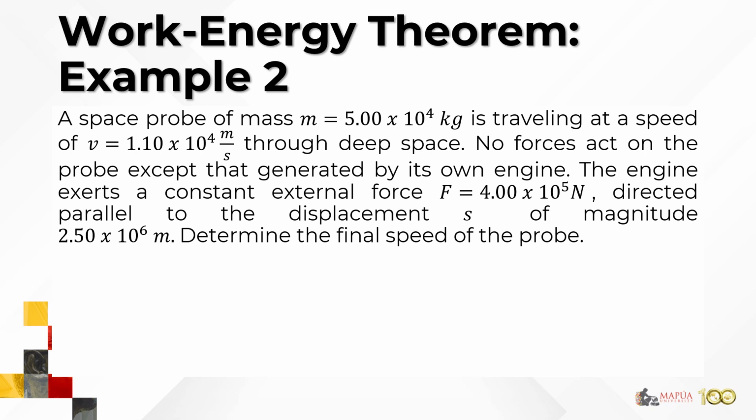Example number 2. A space probe of mass m is equal to 5 times 10 raised to 4 kilograms is traveling at a speed of v is equal to 1.10 times 10 raised to 4 meters per second through deep space. No forces act on the probe except that generated by its own engine. The engine exerts a constant external force of 4 times 10 raised to 5 newtons directed parallel to the displacement s of magnitude 2.5 times 10 raised to 6 meters. Determine the final speed of the probe.